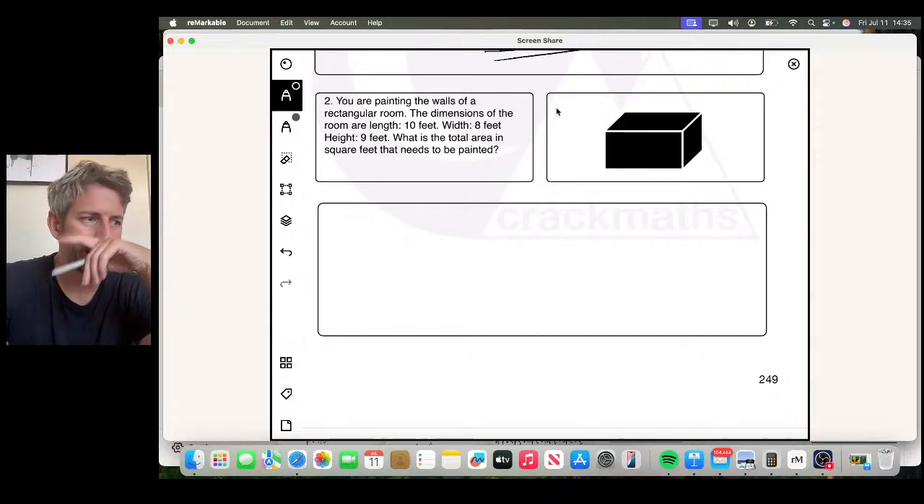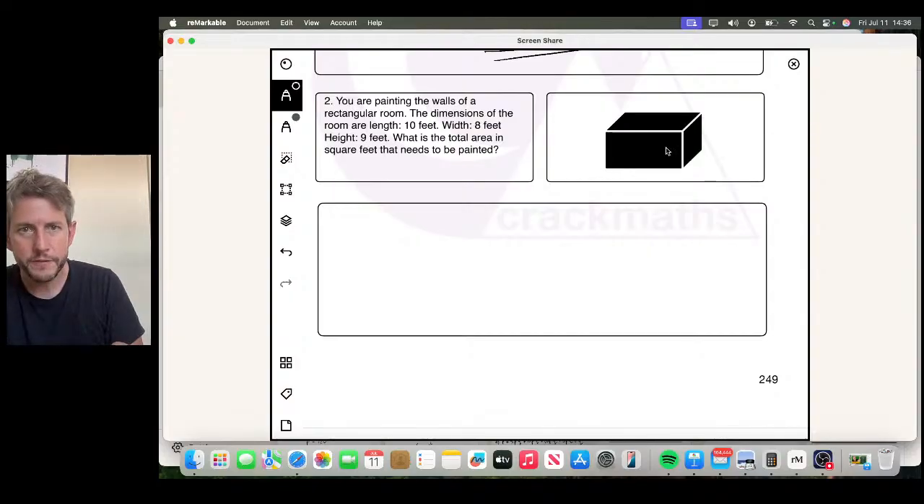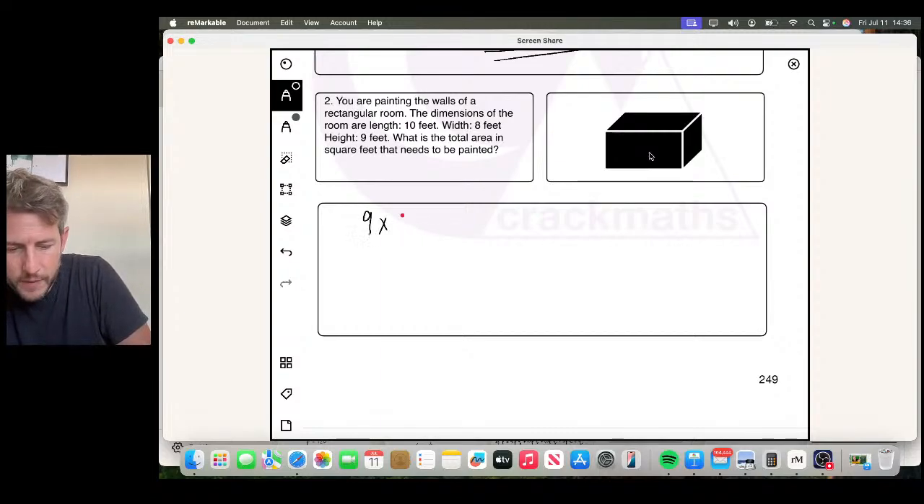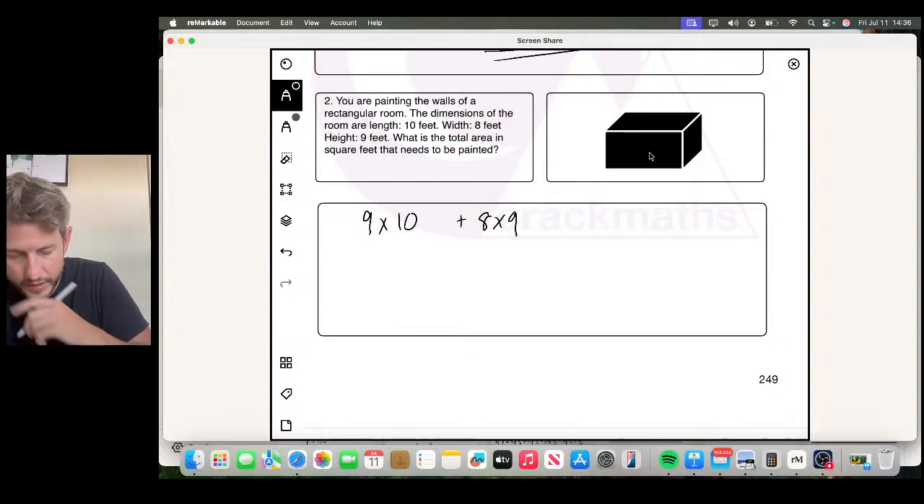So this is making us think about the rectangles that we want. The height is key here. So the height refers to the height here. So we need the height times the length to get these two, the wall on the front and the back. So that's going to be the 9 times 10 for the front and the back. And then we want the 8 times 9 for the 2 sides. Okay, so 9 times 10 is 90, plus 72 for 8 times 9, and that equals 162.